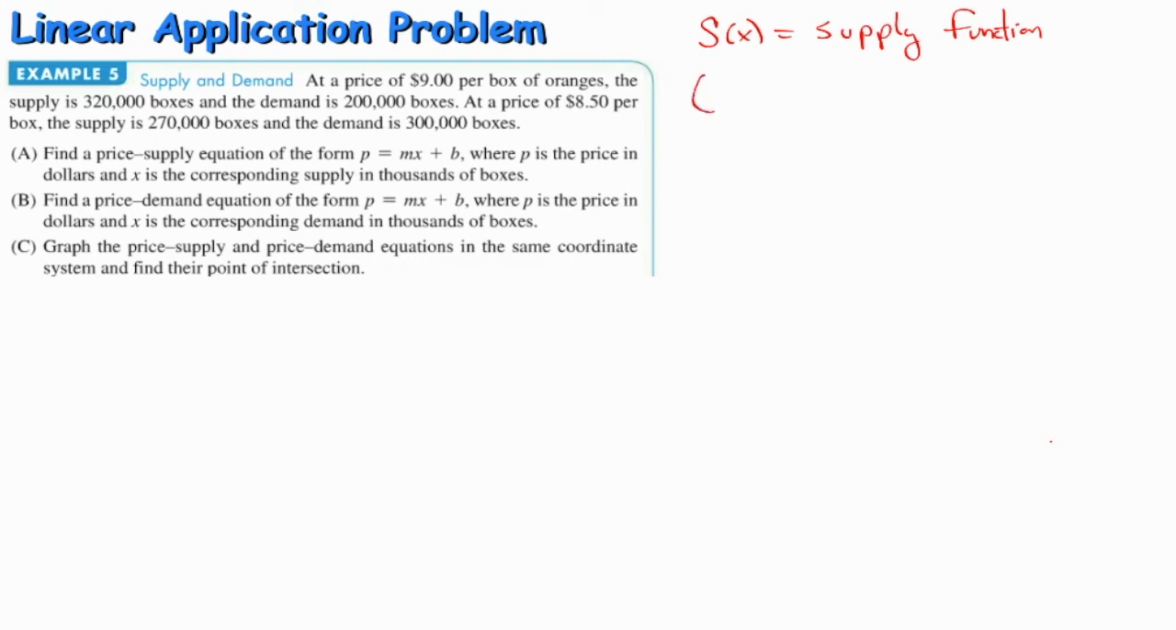It has two ordered pairs. So we have at $9, the supply is 320,000. So we'll say 320 and 9, where x is in thousands.